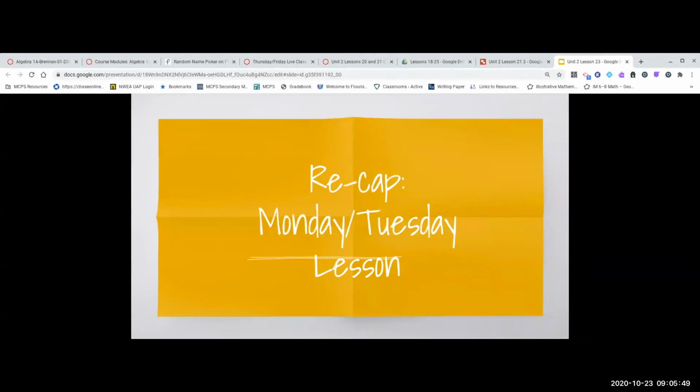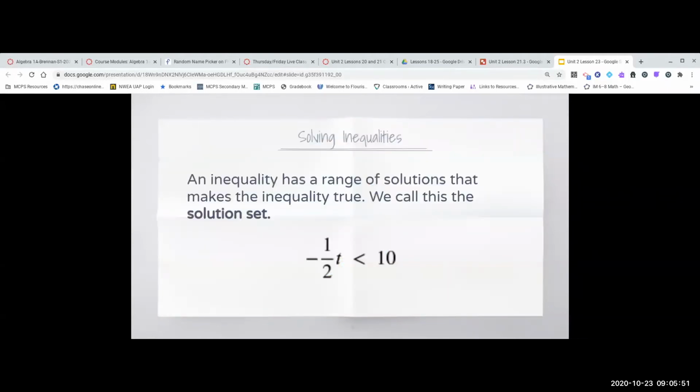So we're going to recap our lesson from earlier this week. We've been talking about inequalities and how they're similar to and different from equations. And with inequalities, we talked about how there's a whole range of solutions that can make the inequality true. And we call that the solution set.